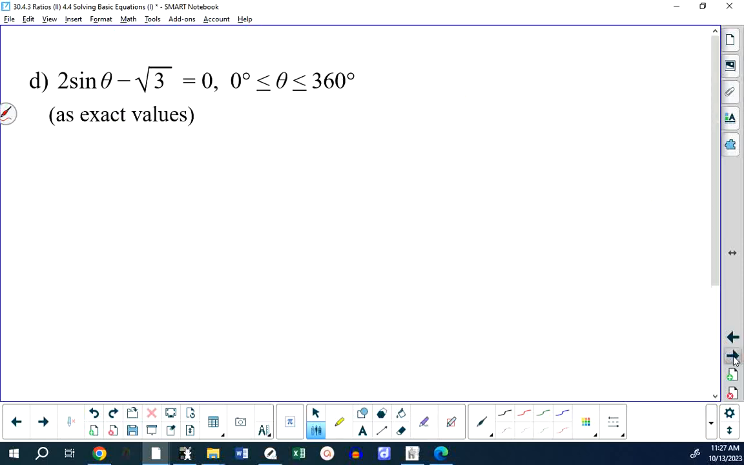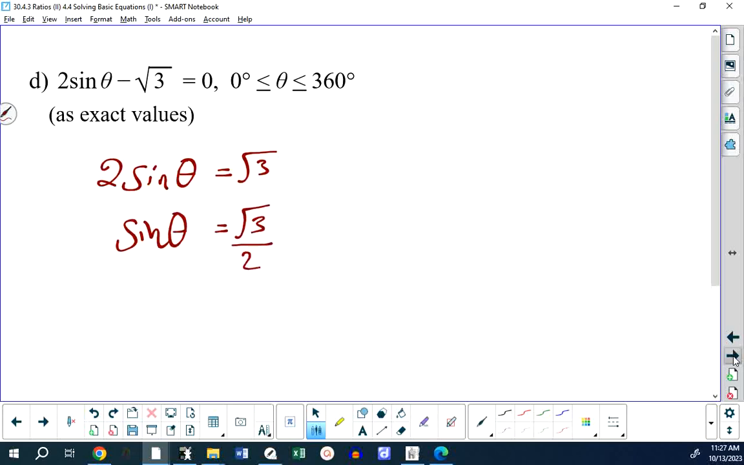2 sine theta minus root 3 equals 0, as exact values from 0 to 360. Well, 2 sine theta equals root 3. Sine theta equals root 3 over 2. How many of you can solve this without a calculator? I hope everybody.